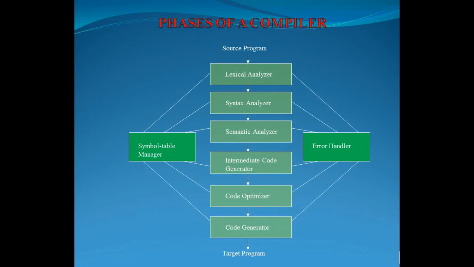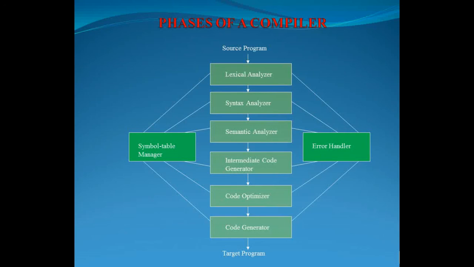The code optimizer improves the code from the intermediate code generation and sends it to the final phase of the compiler, that is the code generation process. Code generation is the final phase of the compiler. It generates the target code that consists of relocatable machine code or assembly code. The symbol table contains the data, and all the phases will access the data from the symbol table if necessary.